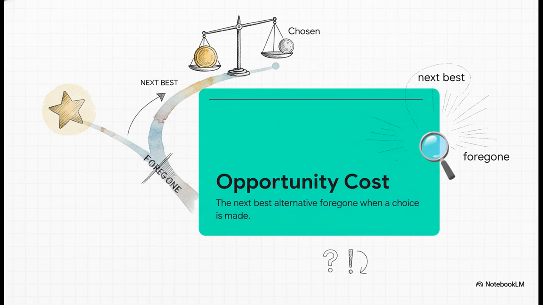Now, the words here are so important. To get both marks in an exam, you absolutely have to include next best and foregone. Next best is key because it's not every alternative you could have chosen, just the second best one. And foregone is just a slightly fancier way of saying given up. If you miss one of those keywords, you're going to miss a mark. It's as simple as that.